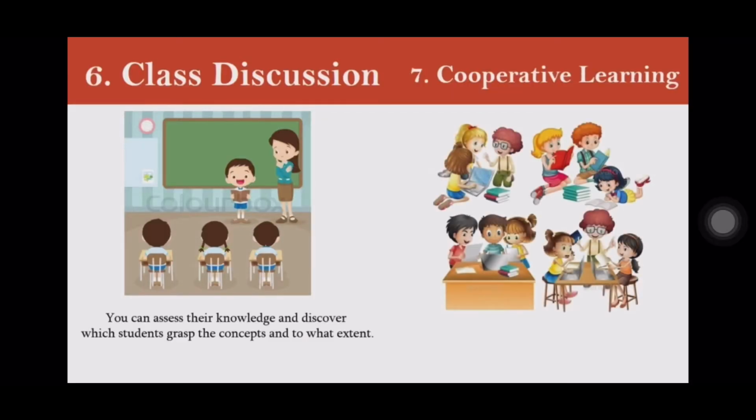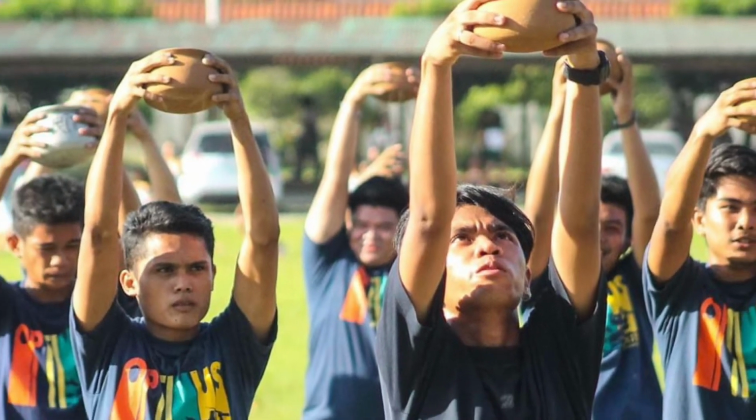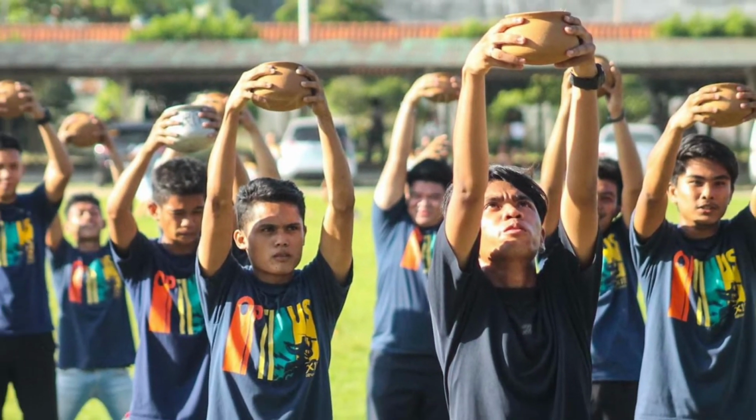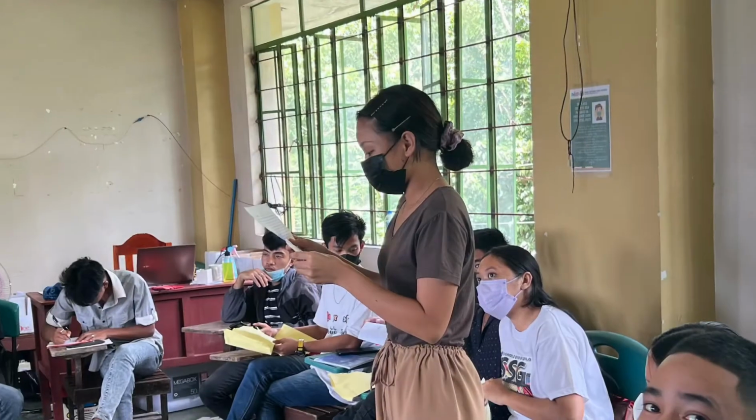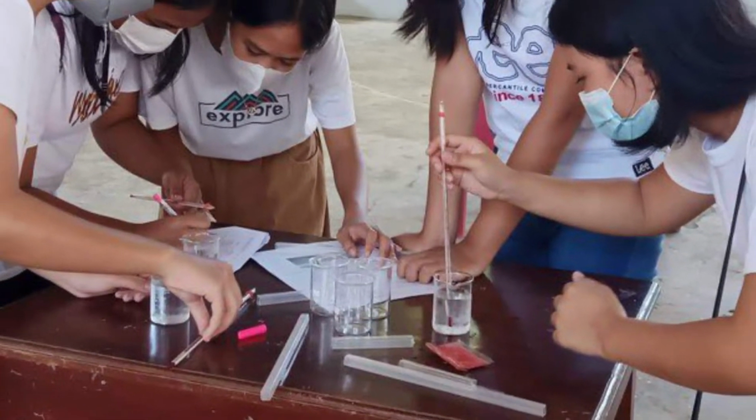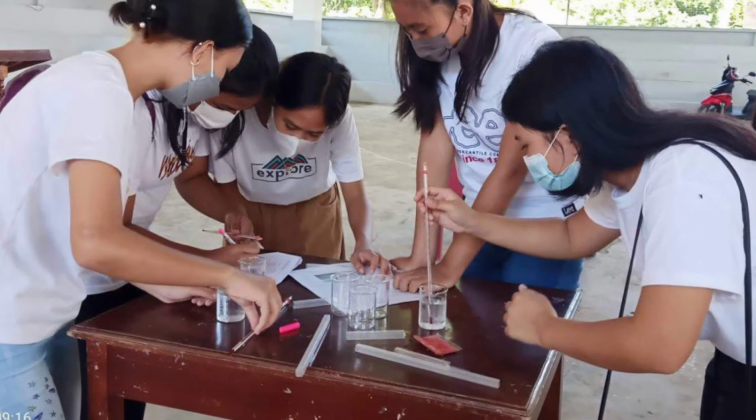Number 7. Cooperative learning. Students learn effectively when they're working together. Plan activities that require students to work together and learn from one another. In the process, they also learn critical thinking skills, communication skills, problem-solving skills, and more.